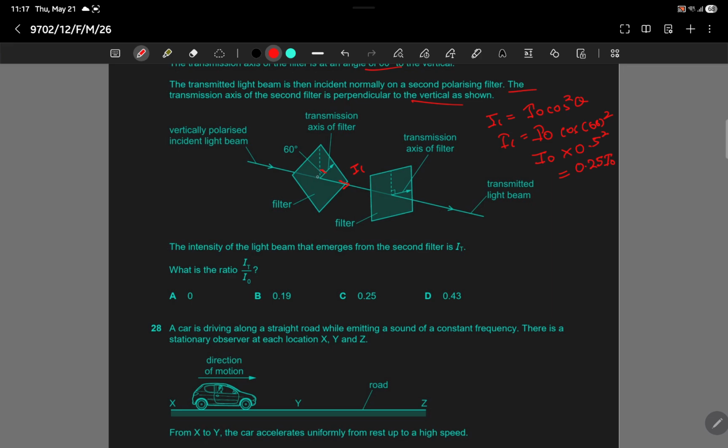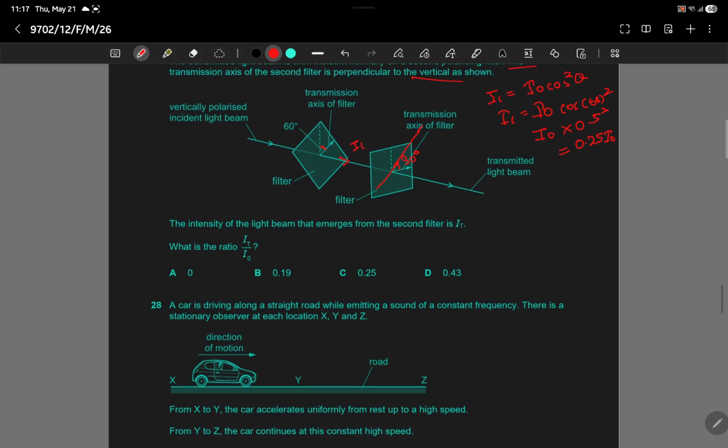So the wave is traveling just like this, and this time the transmission axis is 90 degrees. But this is not the theta for cos squared theta. The theta is actually this part. So if this is 90, and the first is 60, that means this part is 30. The angle between the transmission axis and this is 30. Right, 90 degrees minus 60 degrees is 30 degrees.